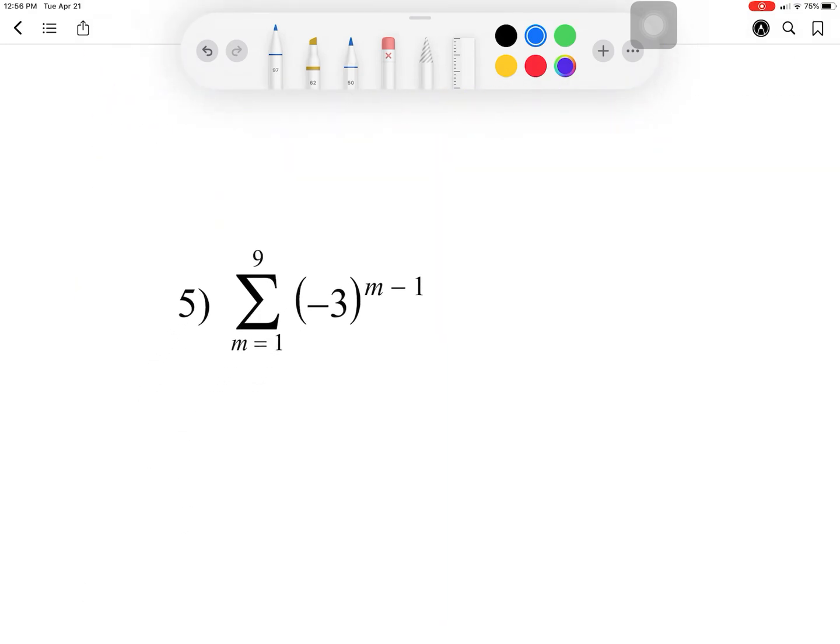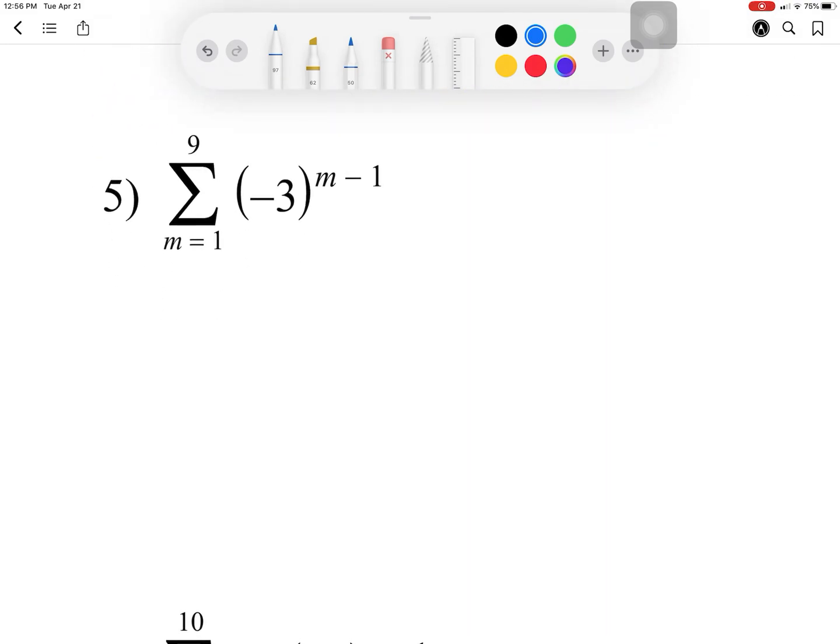Okay, I'm going to do number 5 because the format is a little bit different. This is in sigma notation. This symbol right here, that means sum. This right here is your R. So most of the time, this is where you start. You start with M. You plug in M equals 1 and then M equals 2. This is where you end. So that means that there are 9 terms.